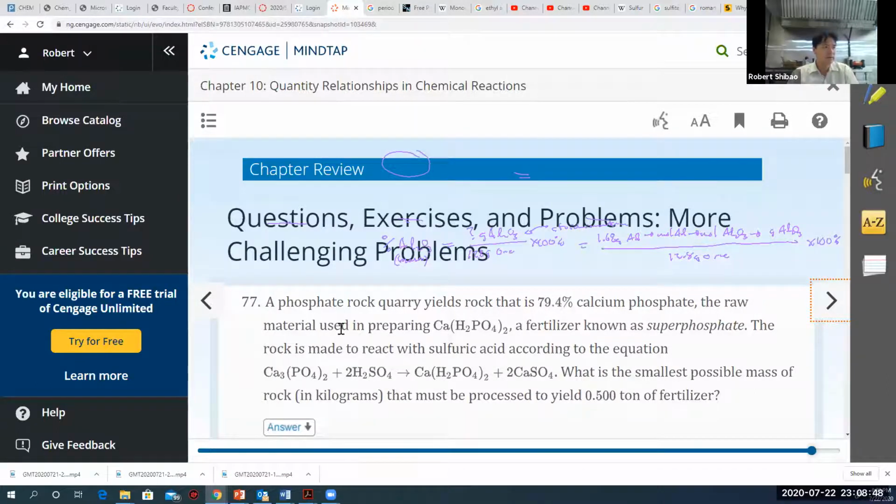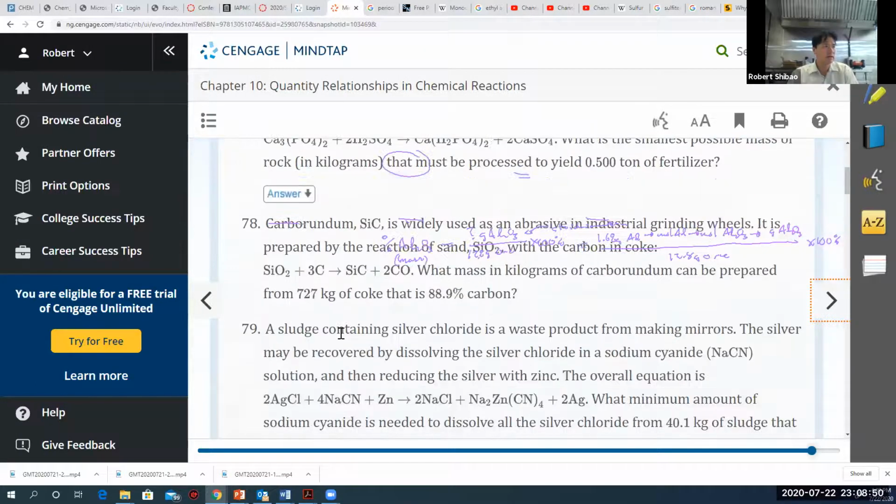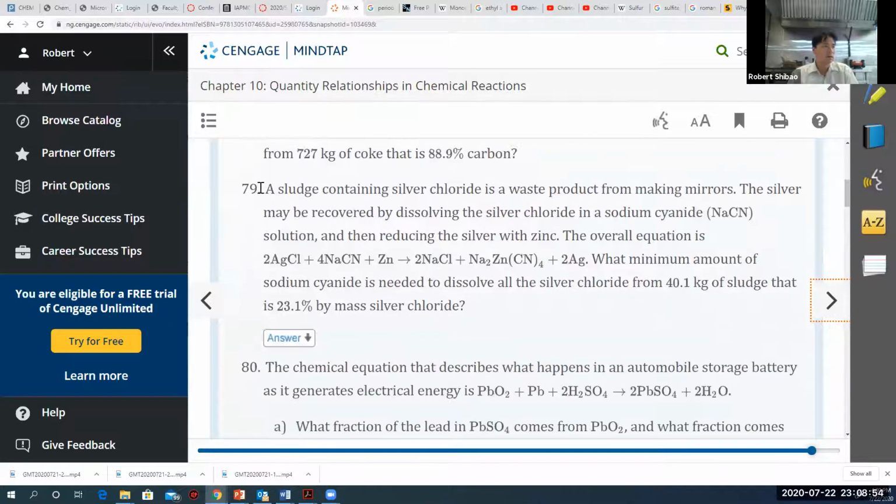Okay, 77 is the phosphate, did that already. A sludge containing silver chloride is a waste product from making mirrors. The silver may be recovered by, okay, so we don't want to waste the silver. And so this is the waste product. We can recover the silver by dissolving the silver chloride in sodium cyanide solution and then reducing the silver with zinc. The overall reaction, what I like to do is break it up.